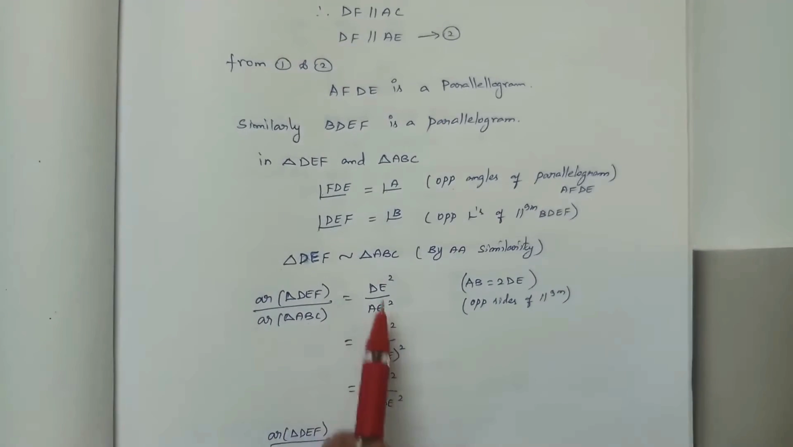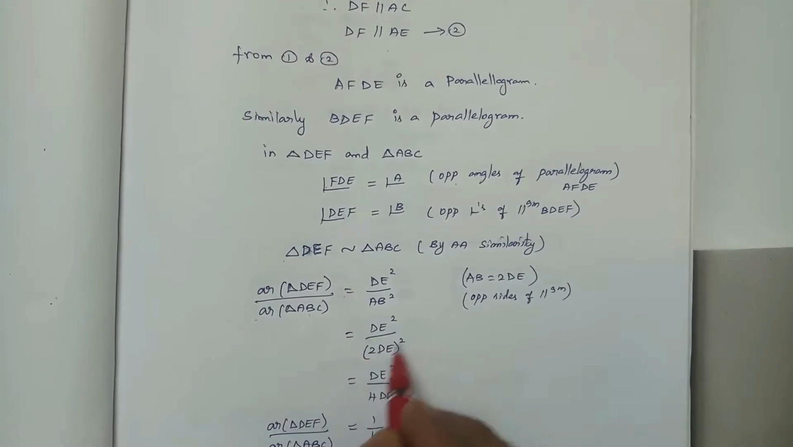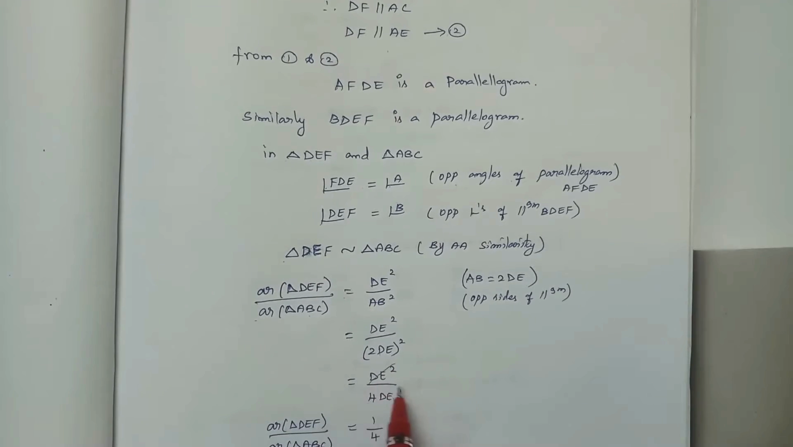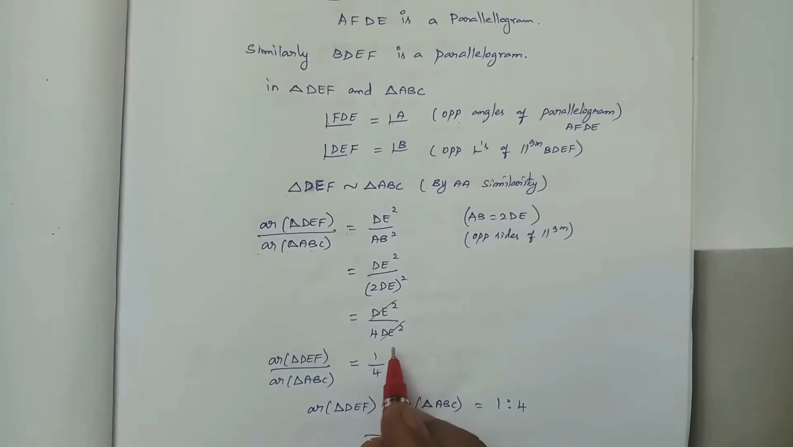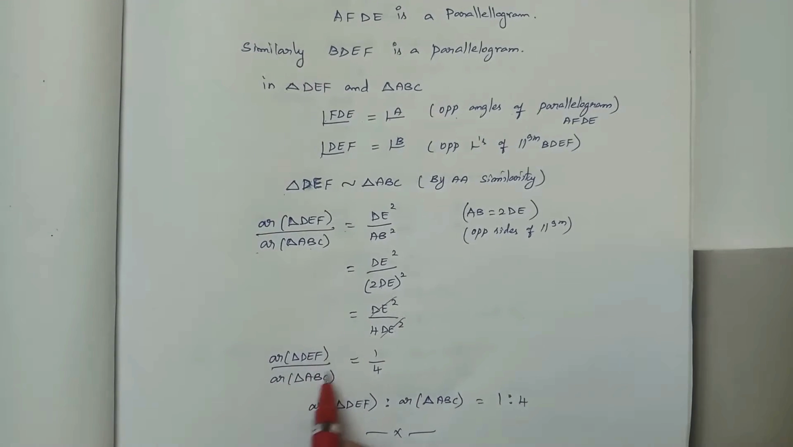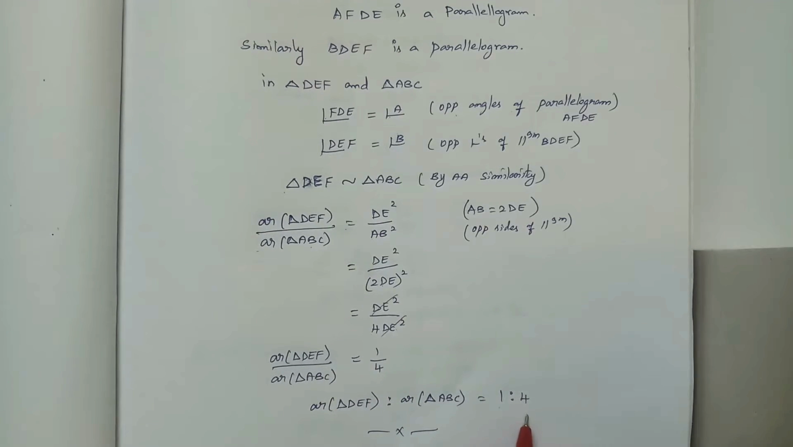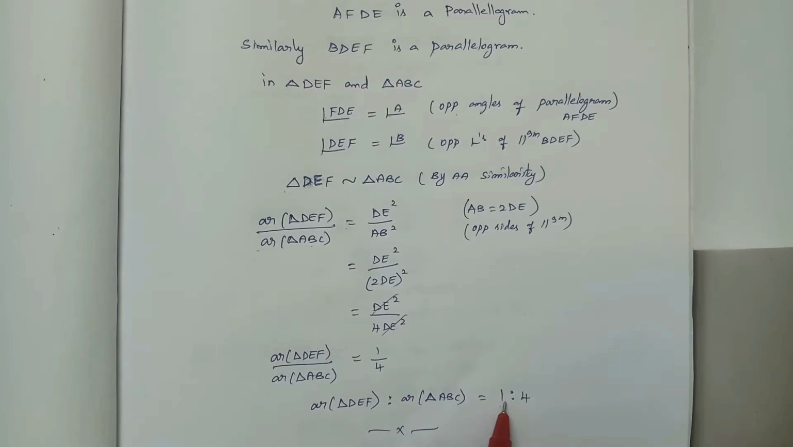So I substitute 2 times DE instead of AB, right? Apply the square, so 4 DE square. DE square will get cancelled, so 1 by 4. Area of triangle DEF divided by area of triangle ABC is equal to 1 by 4. That is 1 is to 4. The ratio of the areas of these two triangles is 1 is to 4, right?